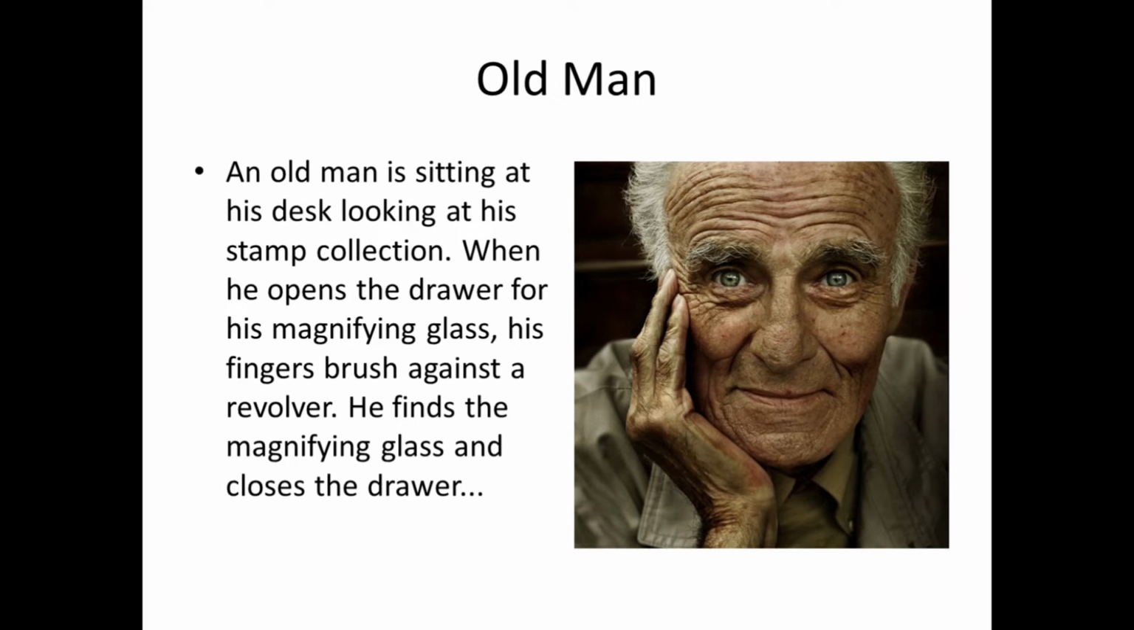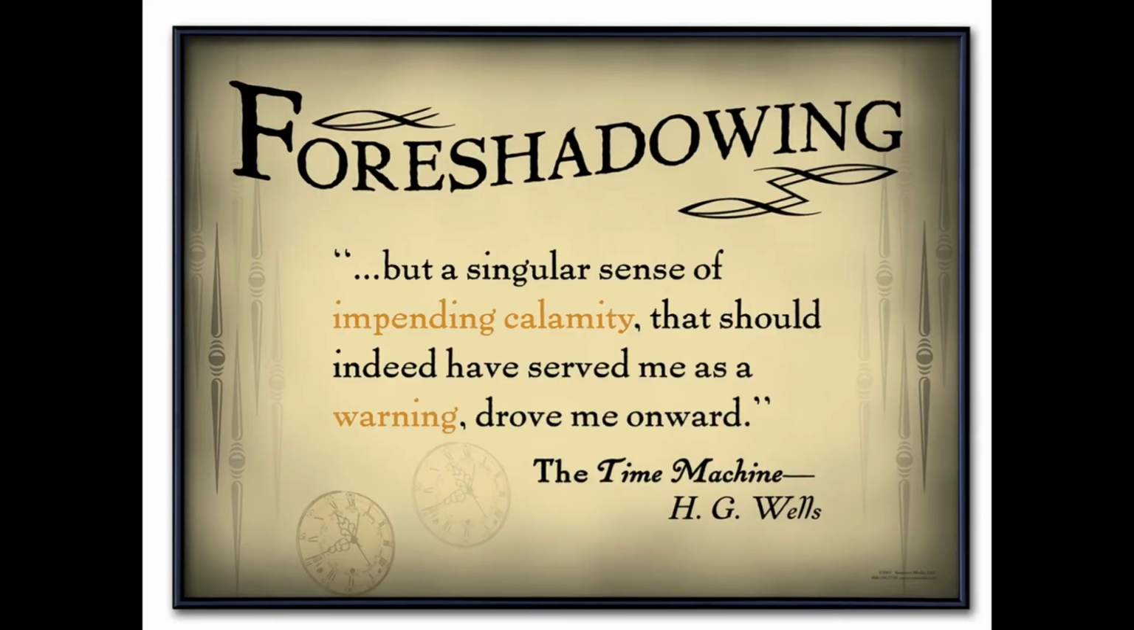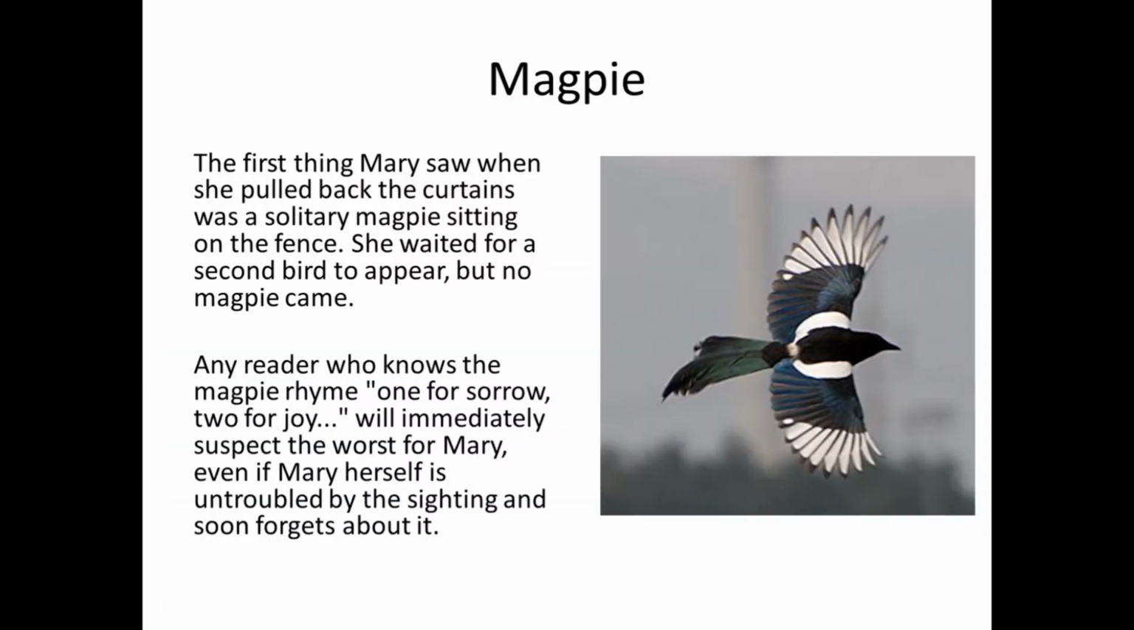Here's another. The most awful thing happened on a stormy evening. The battle between good and evil started. This is foreshadowing danger. So foreshadowing, in H.G. Wells' A Time Machine, he says, but a singular sense of impending calamity that should indeed have served me as a warning drove me onward. Makes a book much more worth reading.